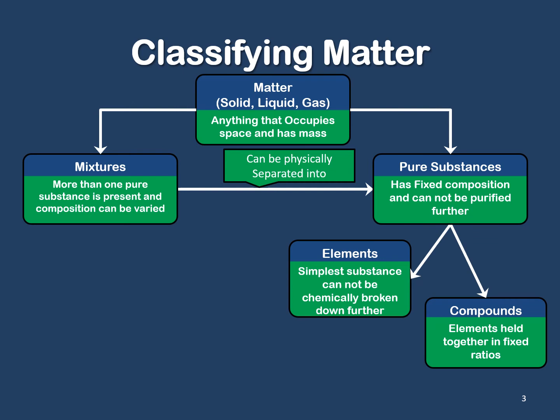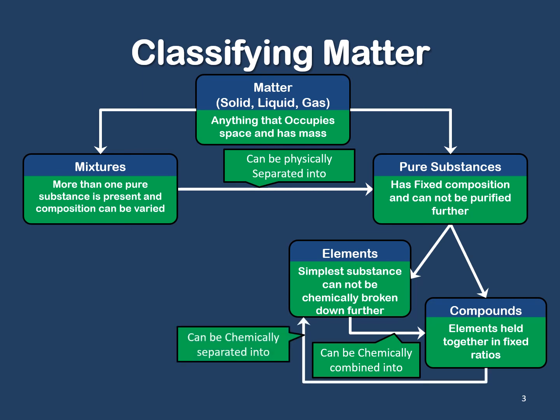Elements are the simplest a substance can be and cannot be broken down further by chemical means. That's kind of a lie, but for this point, we're going to say that's what's true. Compounds are where we have one or more different elements attached to each other using chemical bonds, and they're held together in fixed ratios. We can chemically combine elements to make compounds, and we can chemically separate compounds back into the elements that make them up.